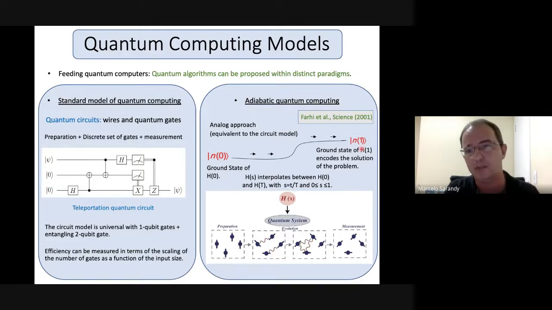And we encode the solution of the problem in the ground state of the final Hamiltonian, right? There are some strategies to do this encoding. And then if the evolution is adiabatic, if I start in the simple ground state of the initial Hamiltonian, I end up in the ground state of the final Hamiltonian that encodes the solution of the problem, right?